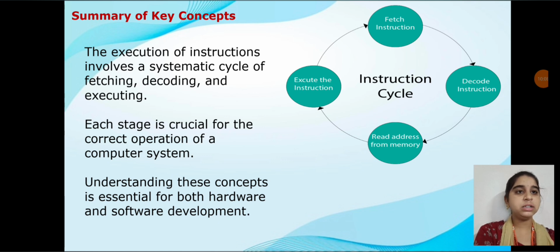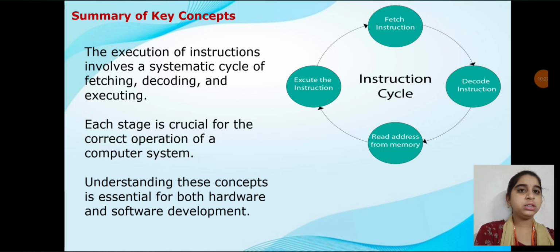Here we can see the instruction cycle. First it will fetch the instruction and then decode the instruction, and it will read the address from the memory and execute the instruction, and again it will move to the fetching stage. This is called the instruction cycle.